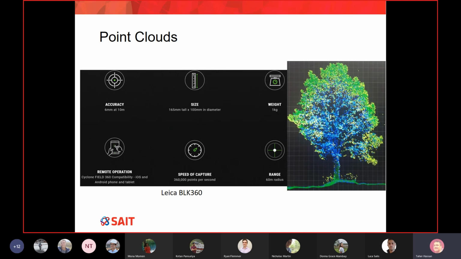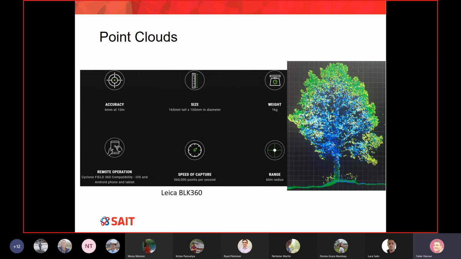Now, here are some of the specifications of the Leica BLK360. It gives you the range. For example, it can survey within a 60-meter radius. The weight is 1 kilogram. The size is very tiny, very compact. The diameter is 4 inches, and the height is less than 7 inches. And the accuracy is plus or minus 6 millimeters at 10-meter range. Those are some specifications to give you a feeling of what this scanner can give you.